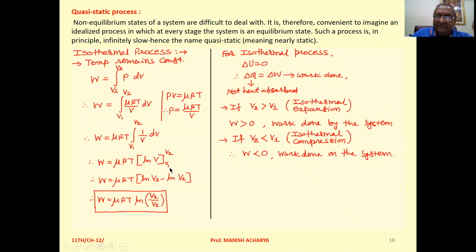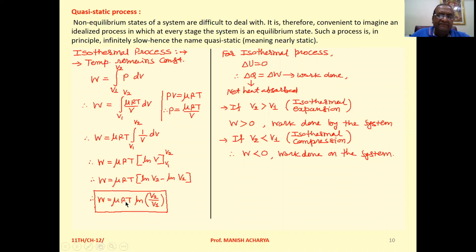Now take the limits V1 and V2. So we can write now W equal to mu RT. First V equal to V2, the upper limit, then minus V equal to V1, lower limit. So resultantly W is mu RT ln V2 minus ln V1. So we can write W is mu RT ln V2 by V1. So this one is the equation for work done in isothermal process.